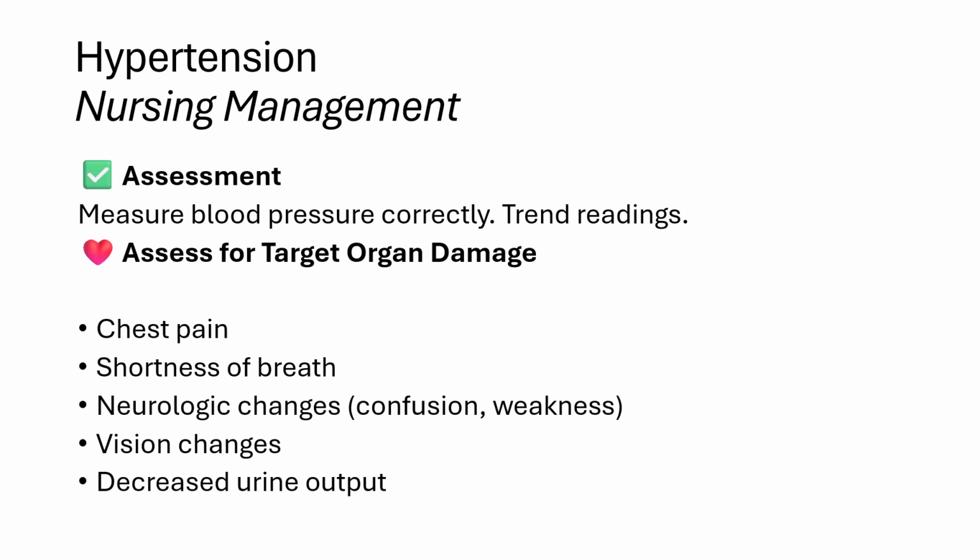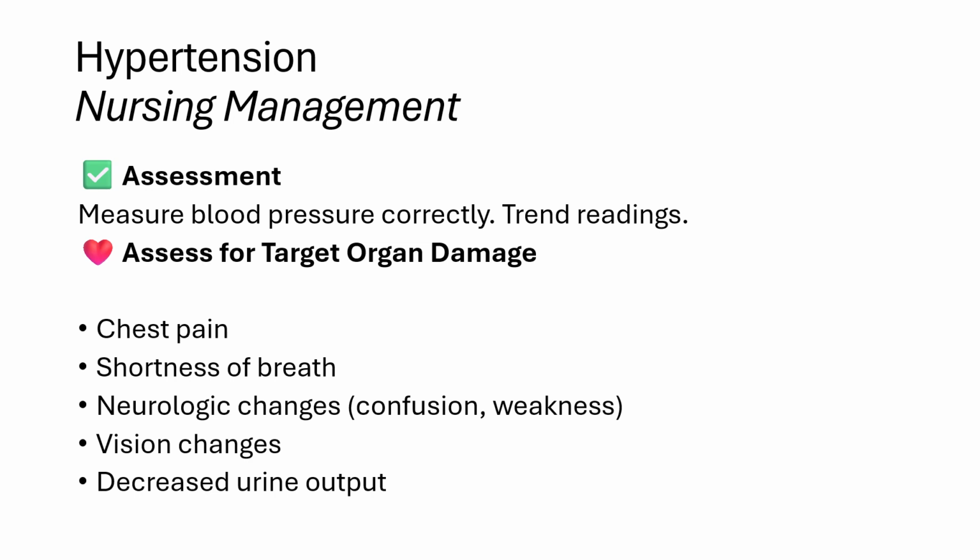Nursing management, we have to measure the blood pressure correctly. Not just going nuts because we have one really high reading or one really low reading. We need to trend the readings. We need to go back and look at what their blood pressure has been in the last 24 hours. Also, we need to figure out what could possibly be causing this blood pressure to be high. Are they really anxious? Are they really nervous? Are they in pain? Do they have a fever? Lots and lots of reasons why people's blood pressure will be high.